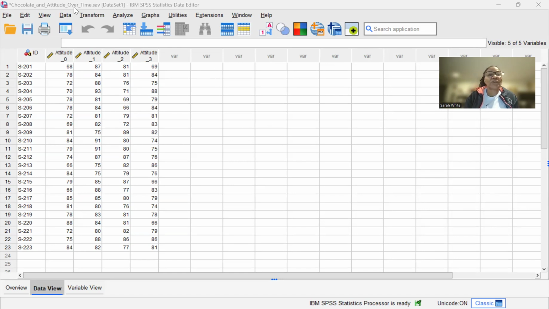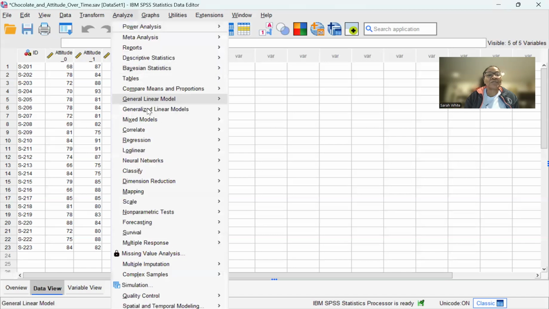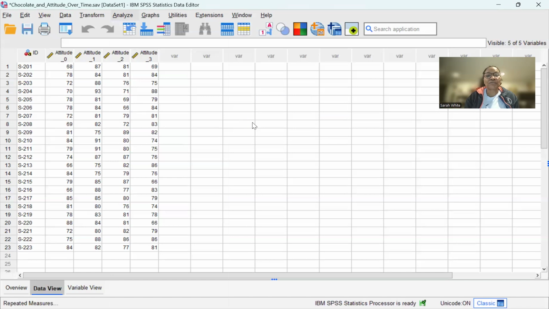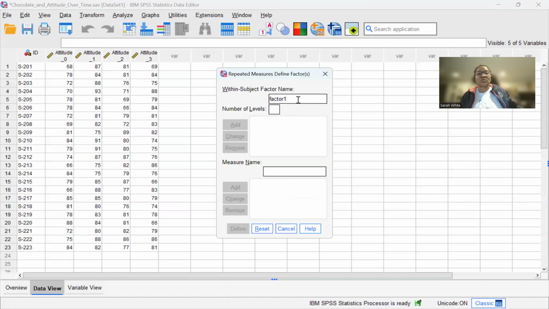Here, to do that, we go to Analyze, General Linear Model, Repeated Measures, and we want to go to this within-subject factor name and change that to time, just for something easy. And for number of levels, as we said earlier, we're measuring 4. We click Add, and then click Define.